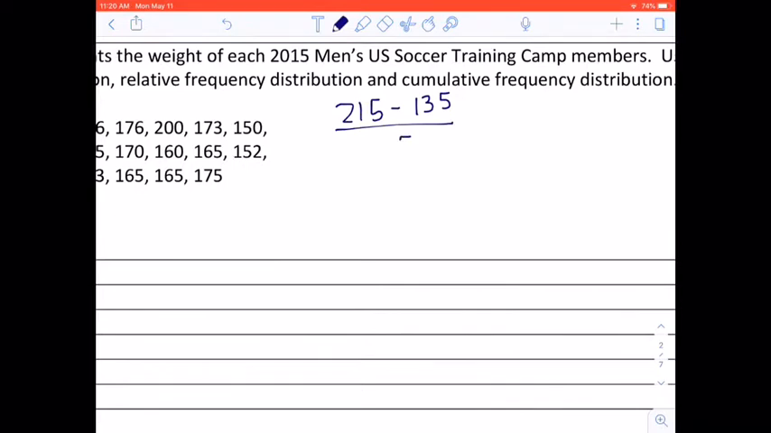So I'm going to divide this by 5. On an exam, you will not be asked to do this on your own. However, if you are collecting your own data, you would have to do this and figure out how many classes you wanted to have. This works out to being 16. I'm going to go ahead and say let's just round up to 20. Makes it a little bit easier to count by 20s than it is to count by 16s.